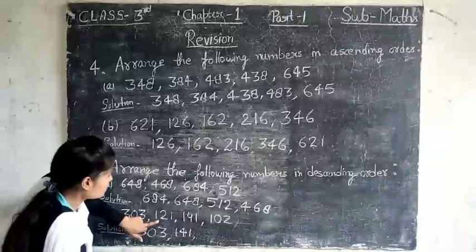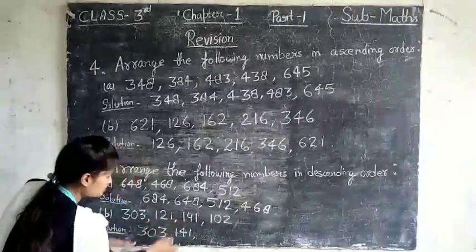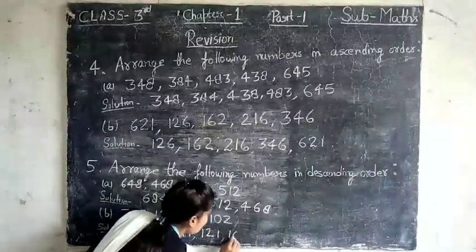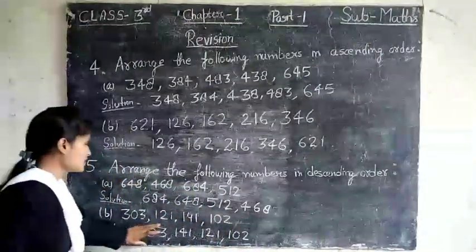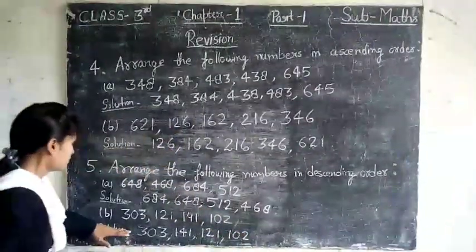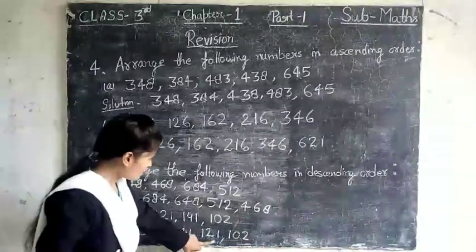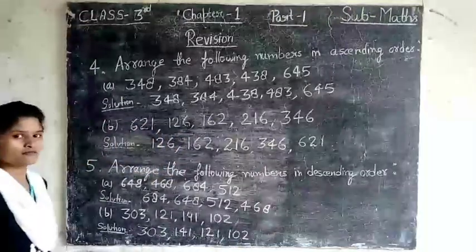Now we compare 1 and 1, which is equal. Now 2 and 0. So this is greater. Now 121, and last is 102. So this order is descending order, which is read as 303, 141, 121 and lastly 102. So now lecture 2.